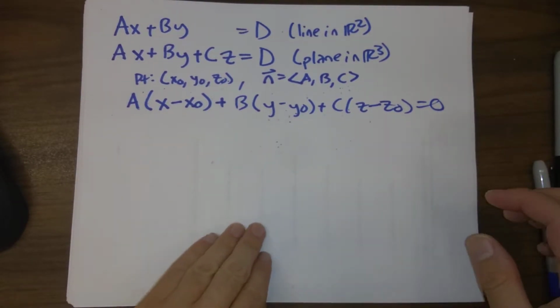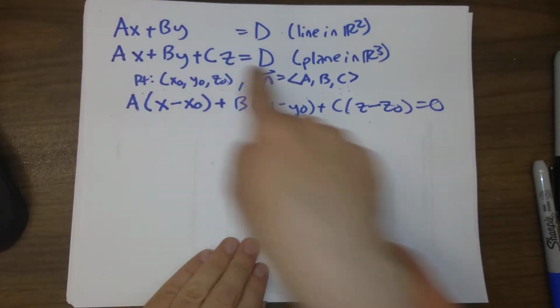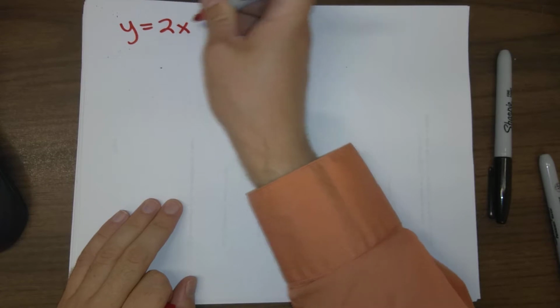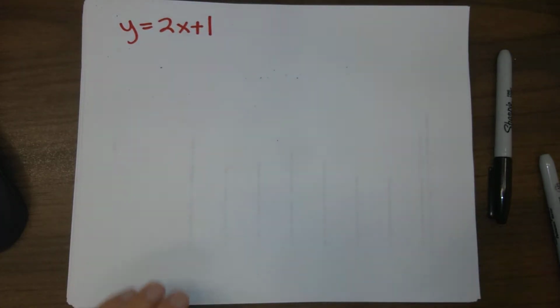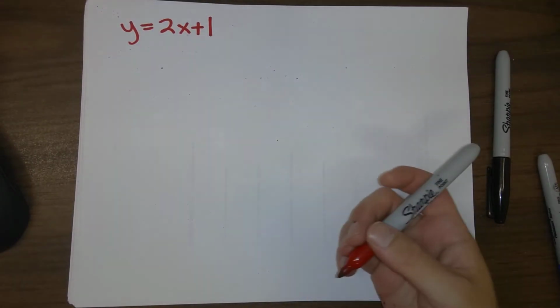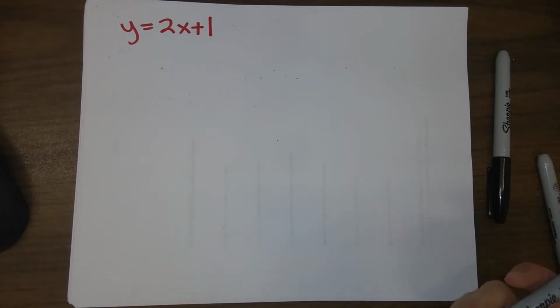So for starters, let's take a look at just lines in R2. For the next little bit, all we're going to be doing is discussing lines in R2. So perhaps here is a very simple equation for a very simple line. y is equal to 2x plus 1. So it's written in slope-intercept form. So we see here the slope is 2. We see that the y-intercept is 1.